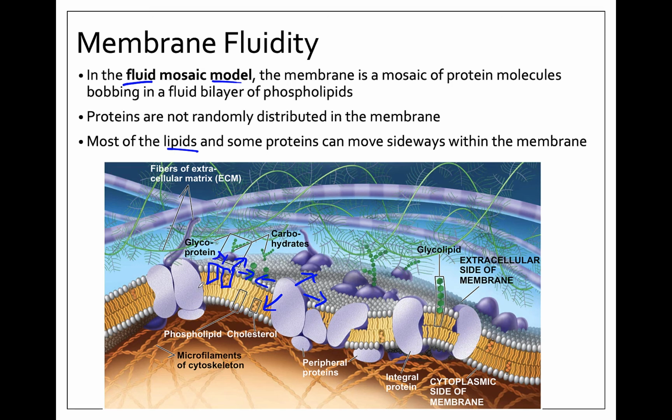It would be very, very rare for a phospholipid to flip over to the other side of the membrane, because then a polar region would have to move through a non-polar region. Instead, what they do is they just move sideways and switch places next to each other. The membrane lipids and these proteins are always constantly moving.